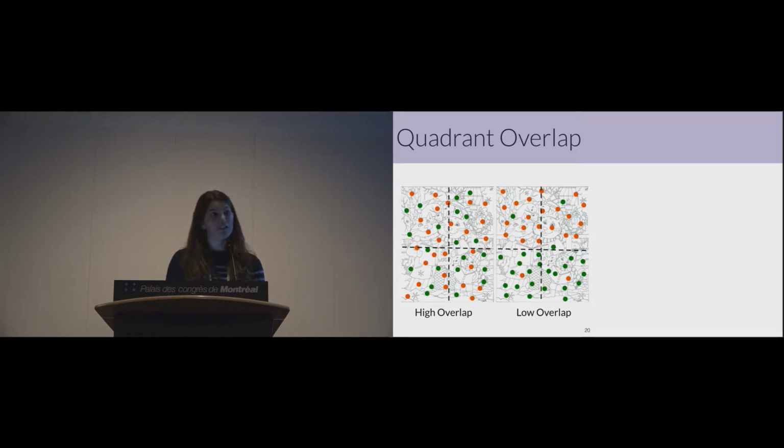And on the right, we see low quadrant overlap. So here we're noticing that the orange and green pair have successfully divided the visual space. And we have the orange participant focusing primarily on the top and the green participant focusing on the bottom.